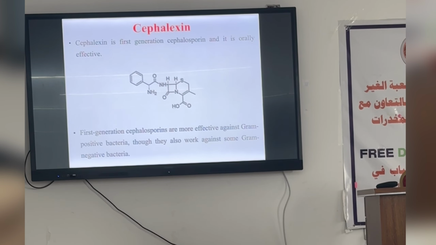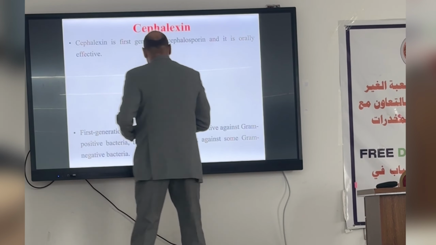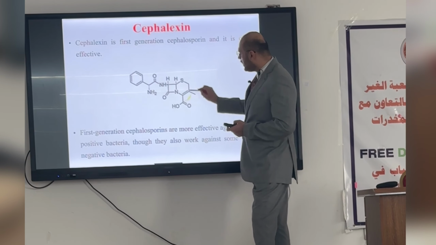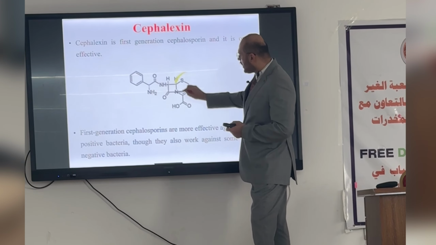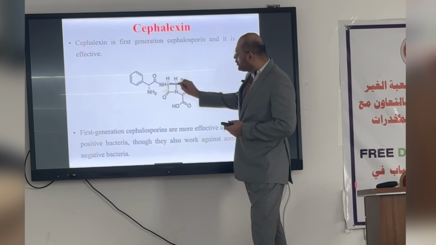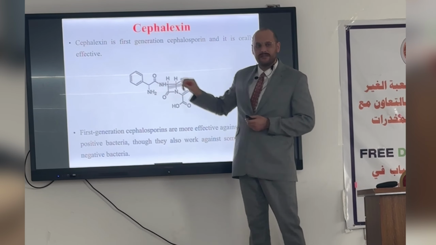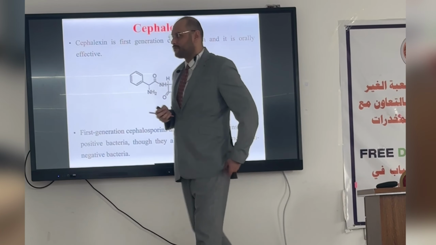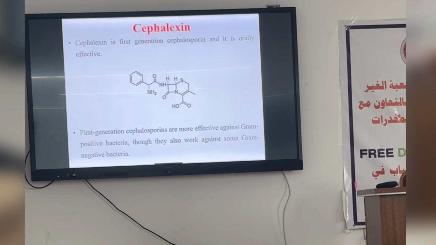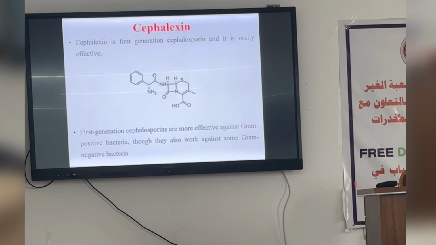So this cephalosporin is third generation cephalosporin, and as you see we have different R1 and different R2. Okay, we have a methyl group here again, we have the beta-lactam group here, we have this 6-member ring here, we have NH2, but instead of one of the H we have this group here. So what is important for you is the name, the generation, and the structure. First generation cephalosporins are more effective against gram-positive bacteria, though they also work against some gram-negative bacteria.